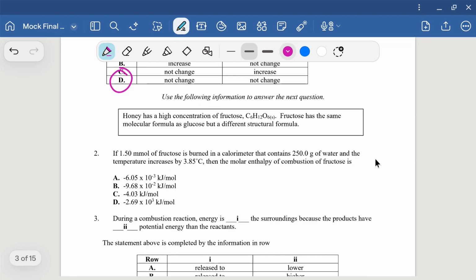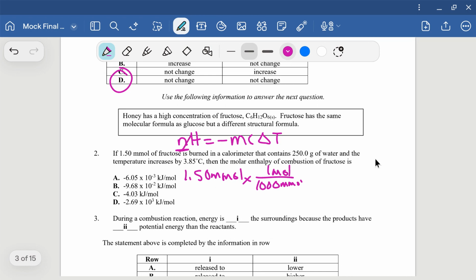Looking at this next one, we have a question about a calorimeter. The information here tells us we're going to use that formula, ΔH equals negative mcΔT. It has to do with burning fructose. So fructose is starting with the amount 1.50 millimoles. So in this, we should have moles, so we're going to do one more calculation just to convert our millimoles into moles. And then we will have our n value.